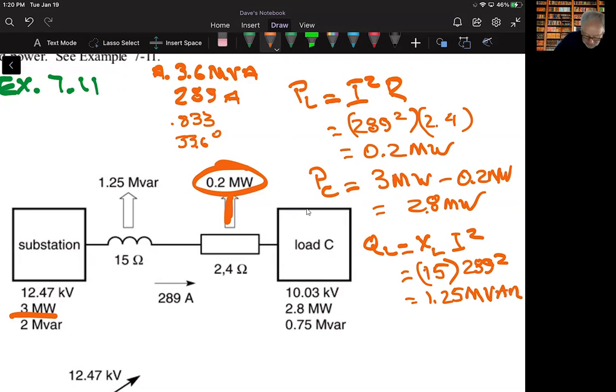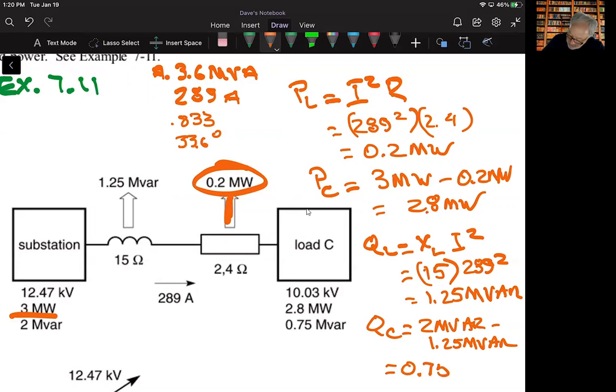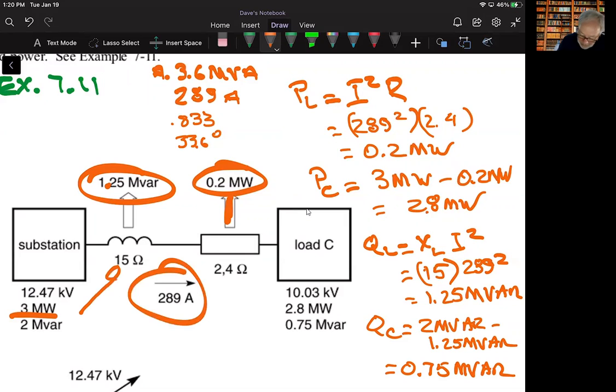Okay, at the substation, the reactive power that is absorbed by the load would be the 2 megavar minus the 1.25 megavar. And so what I end up with is 0.75 megavar that is absorbed by the load. Again, this is calculated; once we determined the current and we knew the reactance of that inductor, we were able to make that determination.